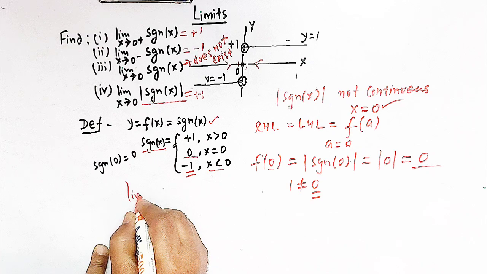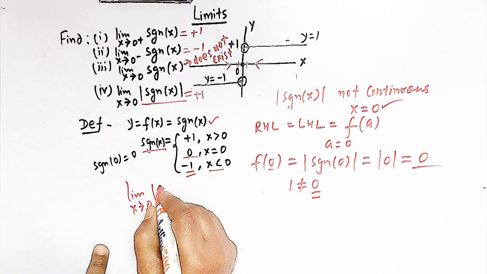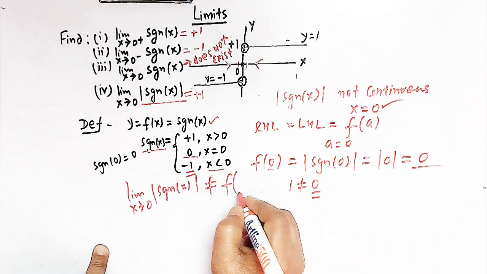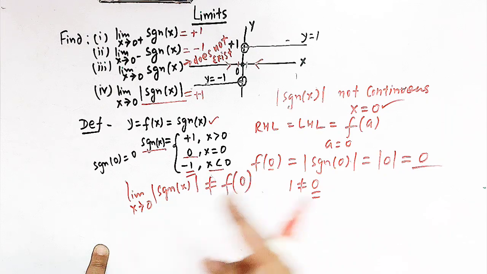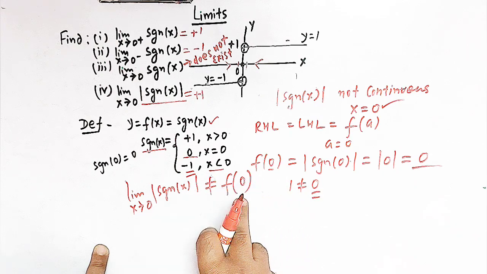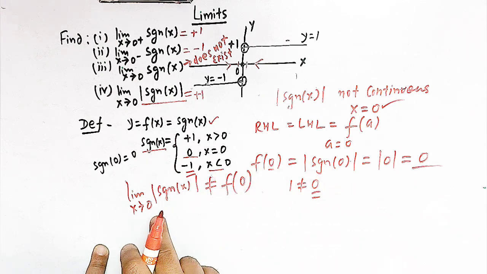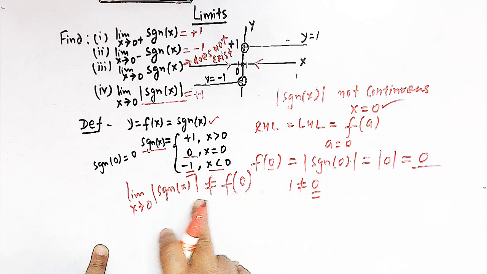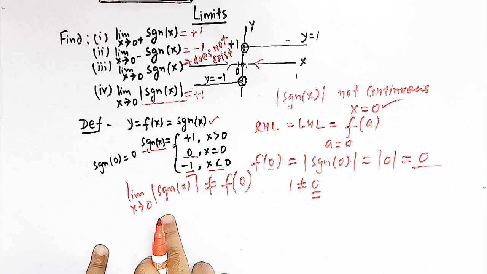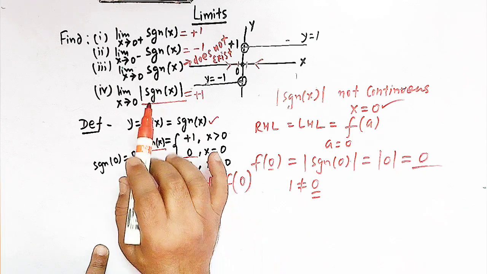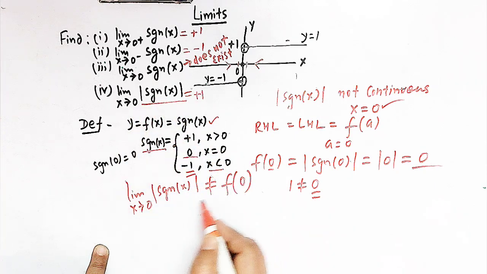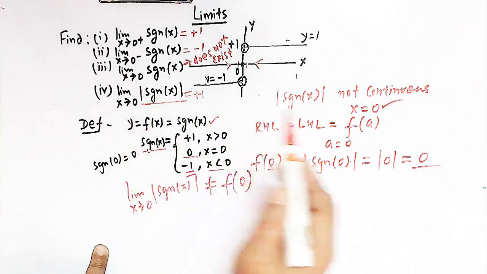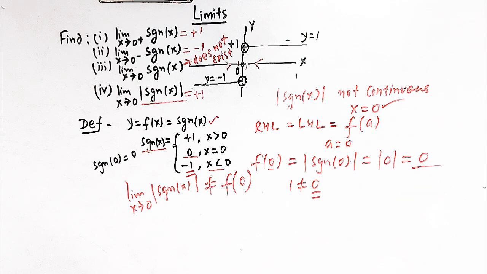So the limit as x tends to 0 of mod signum of x is not equal to f of 0, because only if the limit is equal to the value of the function at the given point is the function said to be continuous, right? So this condition is not fulfilled by this function. So the limit is not equal to f of 0, hence this function is discontinuous at x is equal to 0.